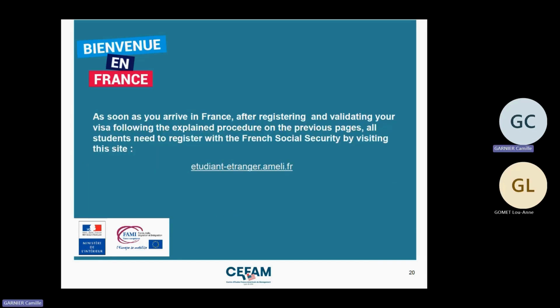Then later on, after you're done with this process, you will need to register for the Social Security system. You can find the link just below. Same, you will need to give different information in order to prove that you're a legal resident in France. That's why this is the second step, because you will need to give information about the validation of your visa. Otherwise, your registration to the French Social Security system will not work.